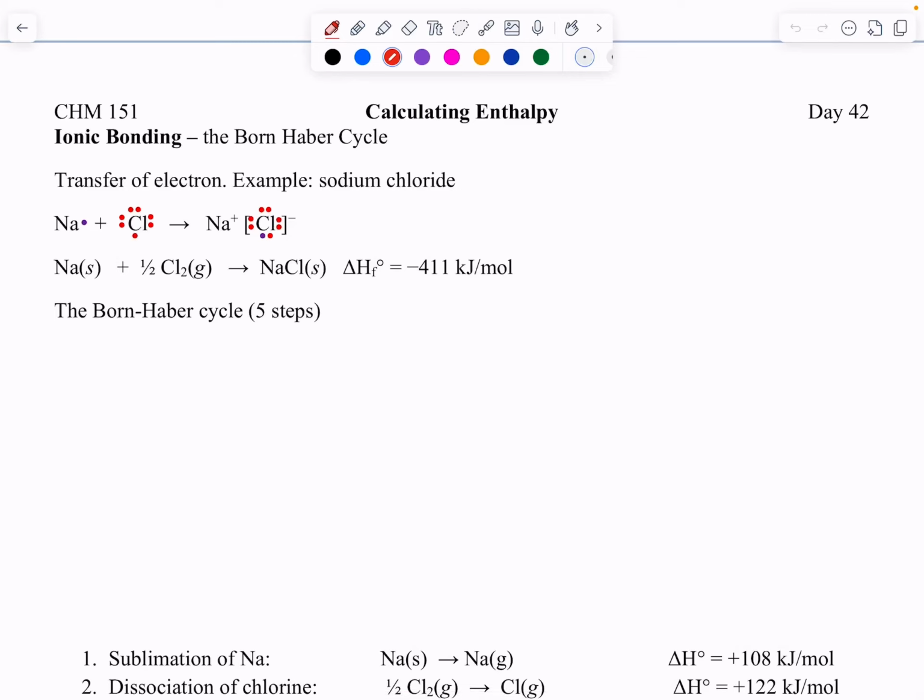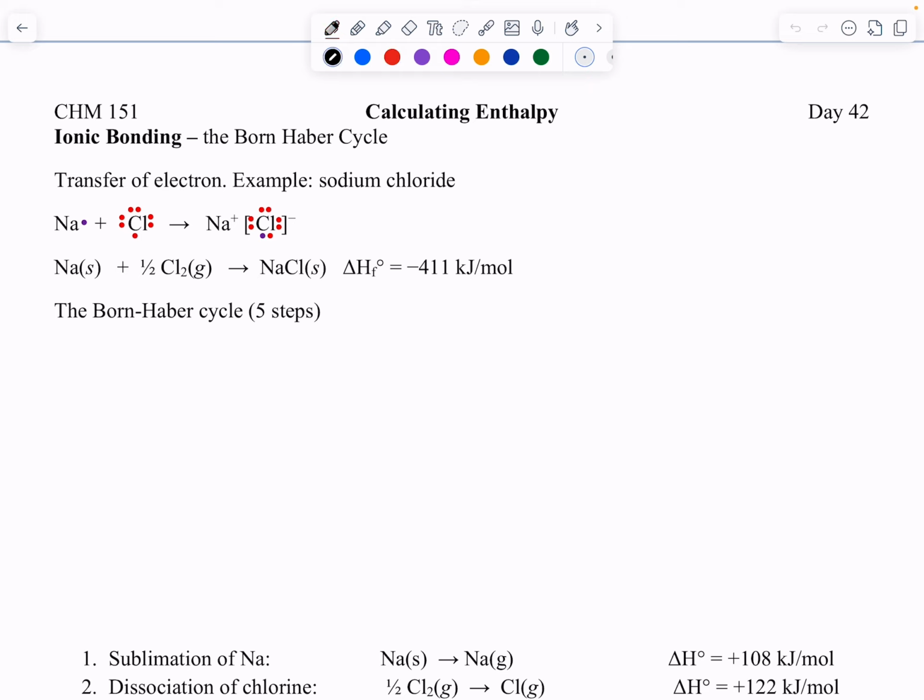We're calculating enthalpy today. And we're going to start off with one of the things that fits in right now, the Born-Haber cycle, which is ionic bonding. Like the energy transfer, the overall picture when an ionic bond forms. Okay? Why does it happen? There are 5 steps. All right?